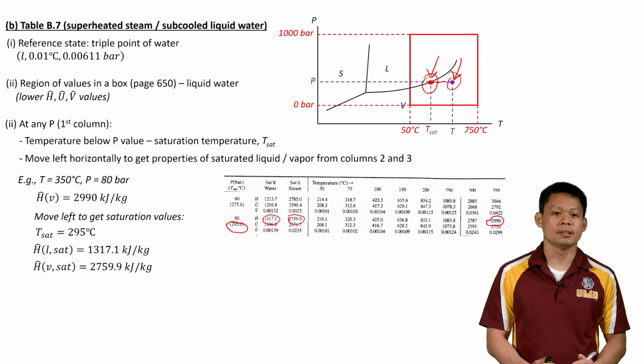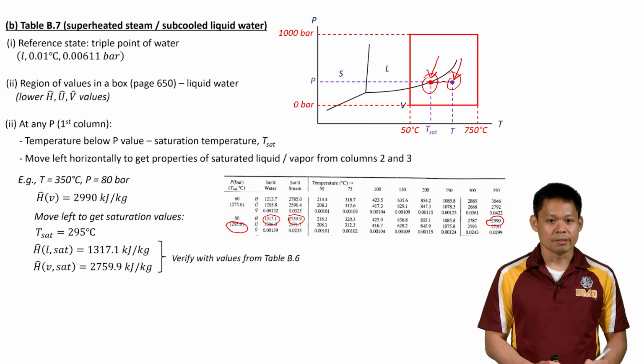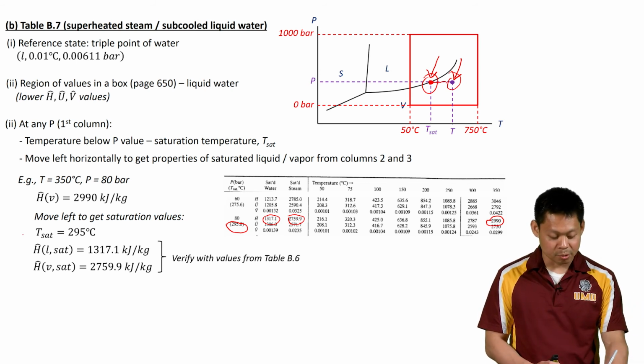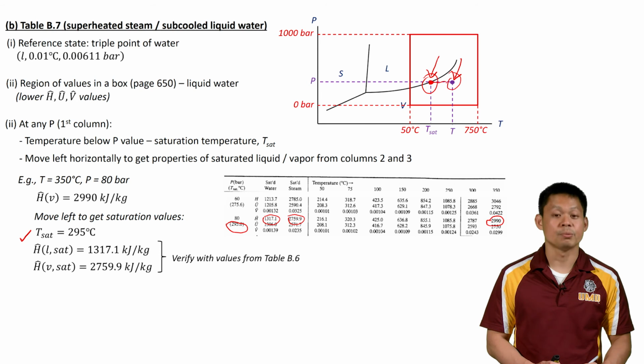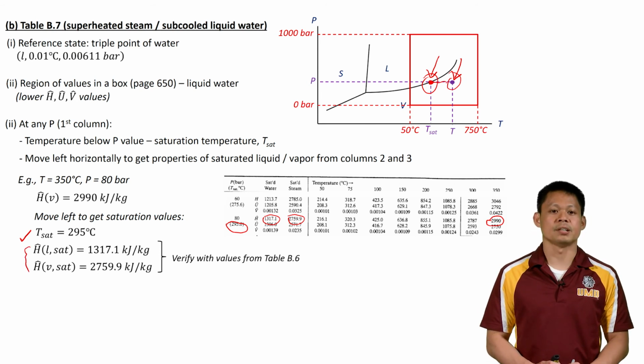So we can double check this because we know that these values should be consistent with table B5 and B6, which give only saturated values. So please go ahead and double check, verify with table B6 with a pressure of 80 bar. So look up a pressure of 80 bar and double check that you will end up with a temperature of 295 degrees C, and you can get these enthalpy values as well.